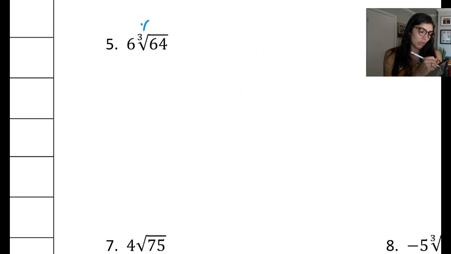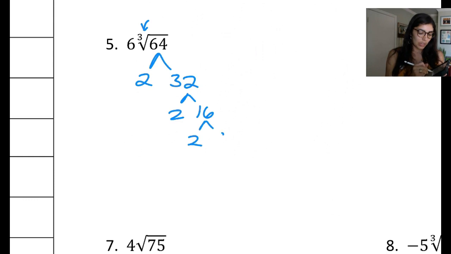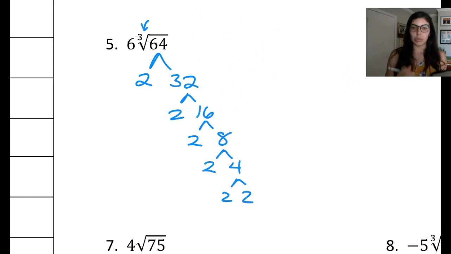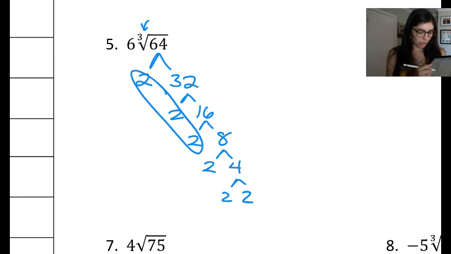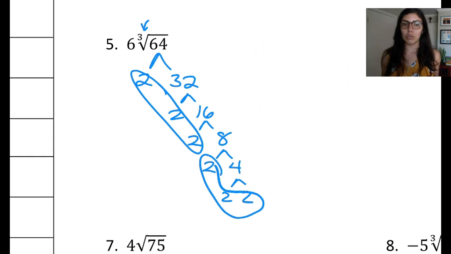Now we are looking for trios because it's a cube root. 64 breaks down to 2 times 32, 2 times 16, 2 times 8, 2 times 4, and 2 times 2. That's a lot of numbers, but I remember I'm looking for trios for the cube root. There's a trio of 2's, and there's another trio of 2's. That's fine. Is there any number that I didn't circle at the end of the branch? No, so there's not anything going to be written anymore underneath the cube root sign.